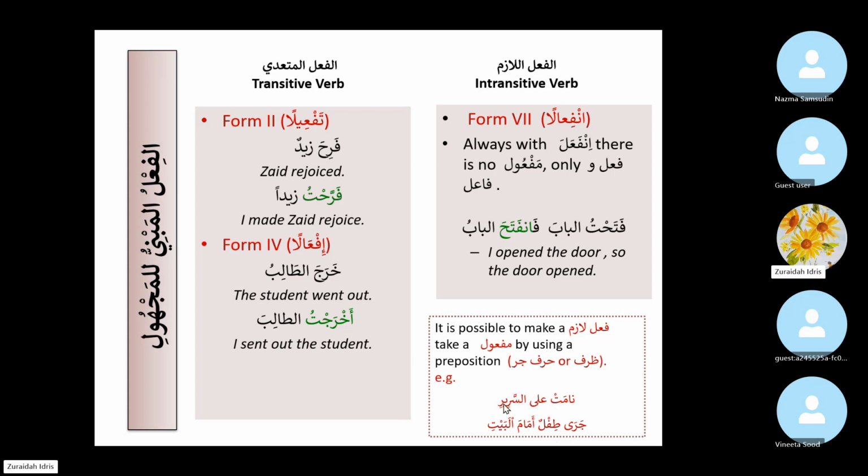So there is a maf'ul here. What did she sleep on? The bed. But of course, this maf'ul doesn't have the normal nasab status. But we know that this can be looked upon as a detail. Where did she sleep? She slept on the bed. So you make a lazim able to take a detail.